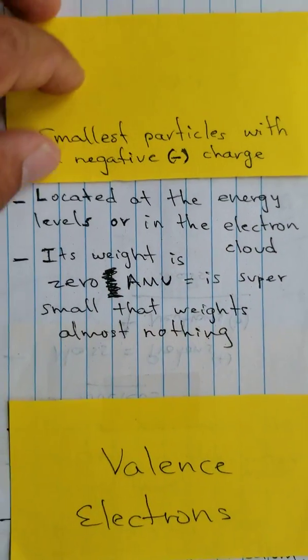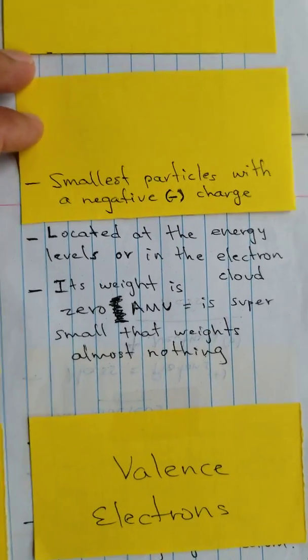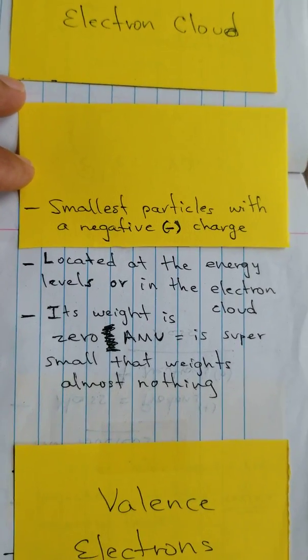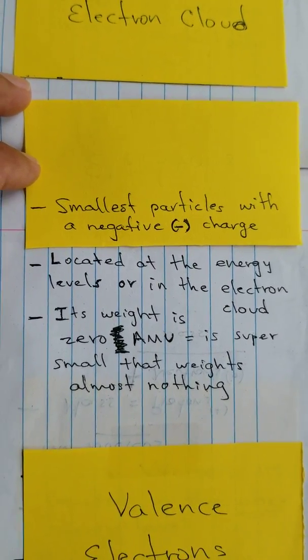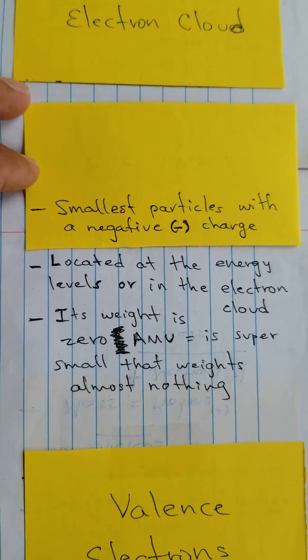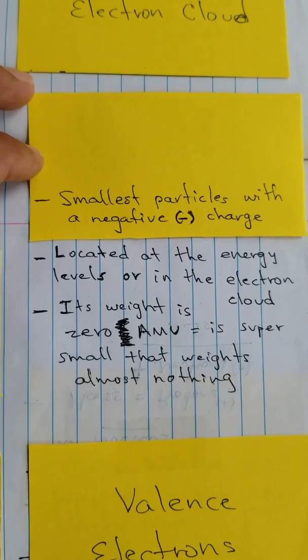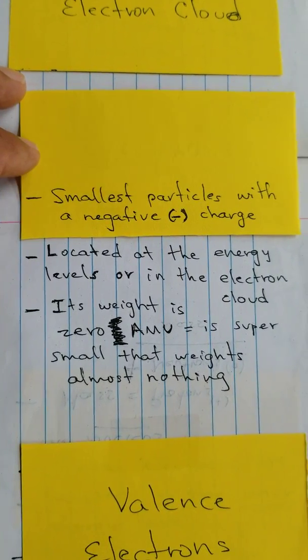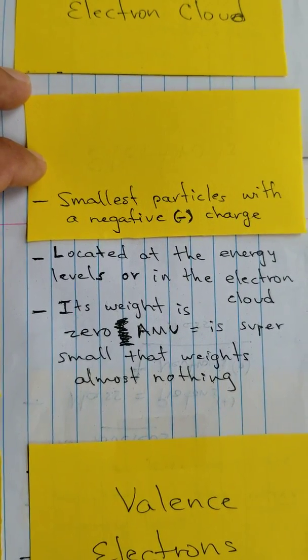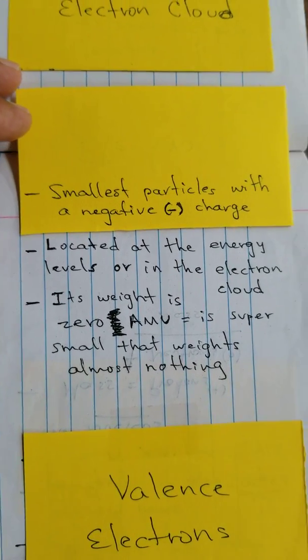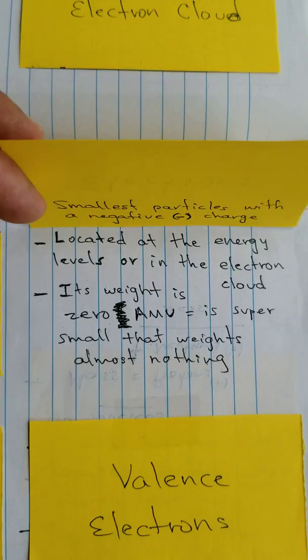Now let's look at electrons. Look at all these bullets of information, right? These are the smallest particles, and they have a negative charge. They are located in the energy levels, or on the electron cloud. Its weight is 0 AMUs. They're very small. They do have some mass, but it's so small that we don't consider them to have mass, at least for chemistry.